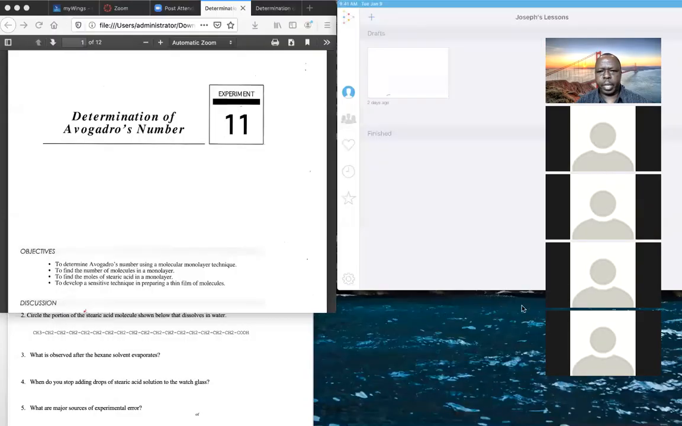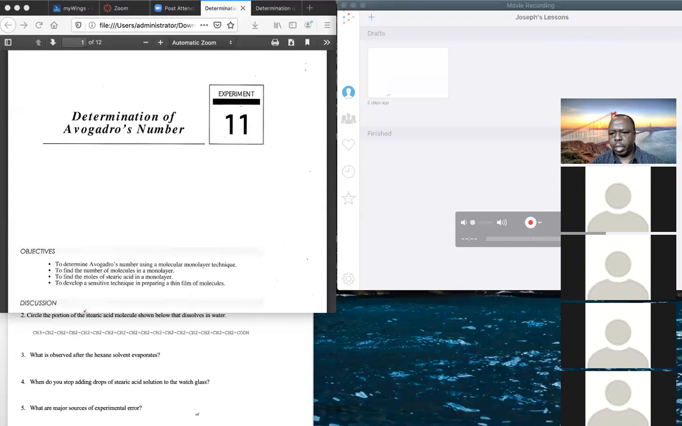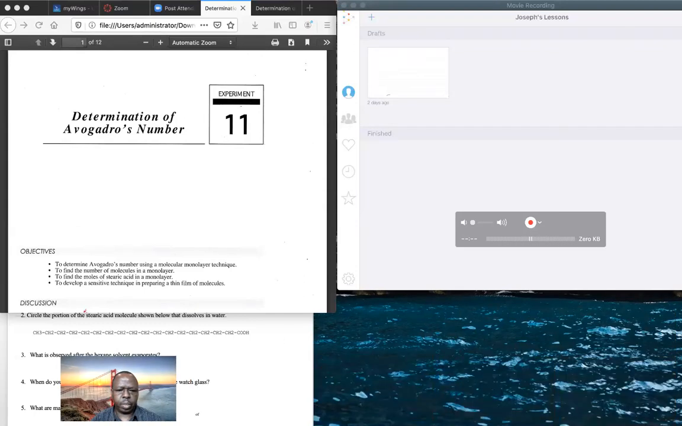Today we are going to look at the experiment on determination of Avogadro's number. I know everybody knows about Avogadro's number. You have used that before. Let me share my screen so that you can see my whiteboard regarding what we are going to do today, the determination of Avogadro's number.